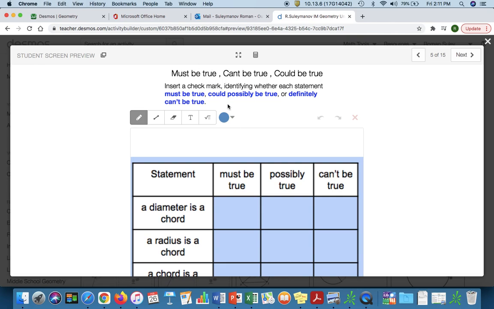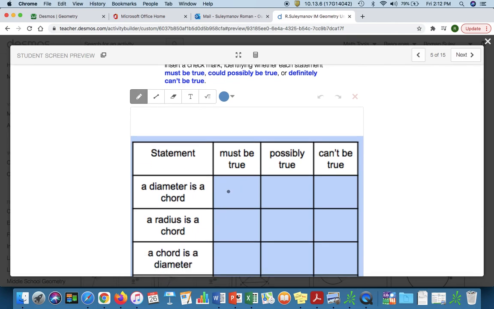So students here would just place a check mark on statements that must be true or possibly true or can't be true. So here to model, I'm using the sketch feature again. If a diameter is a chord, they would just check it off like so. And you could see that on your teacher screen for each student.